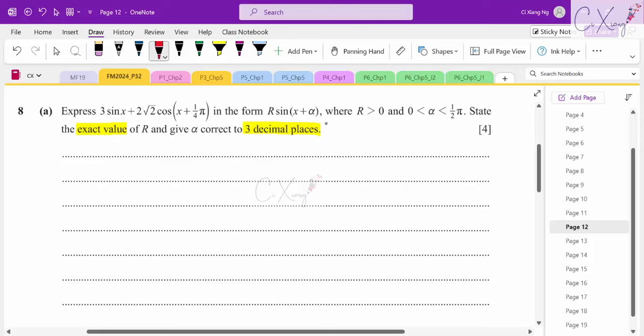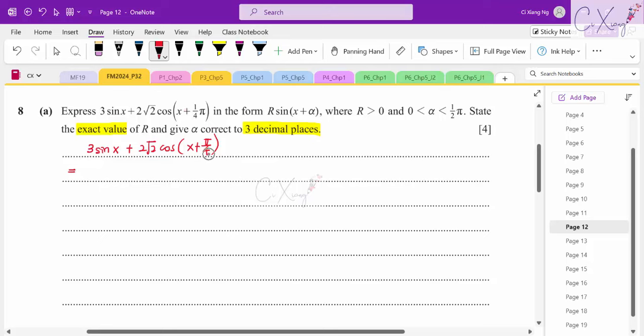Okay, so first of all, before we can express our question into this form, we have to make sure that we have sine x and also cos x here. But if you have a look at the original question, we have cos of x plus pi over 4. That means you have to simplify this part so that we have something with cos x only, without the cos of x plus pi over 4. So first of all, let us start to expand and simplify. This is the first step. So 3 sine x plus 2 square root 2 cos of x plus pi over 4.